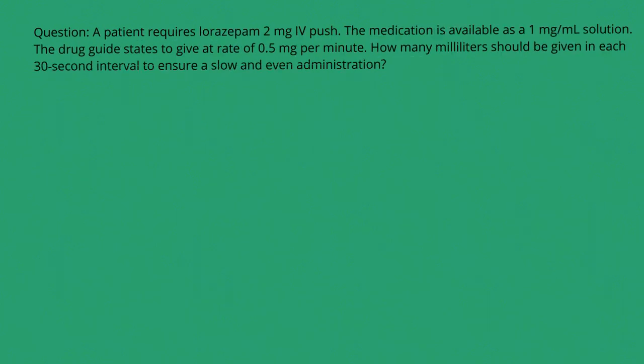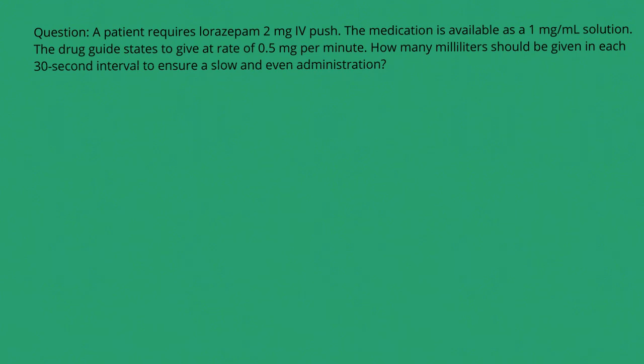In this next question, we will still continue with our 3 steps. So this question, a patient requires lorazepam, 2 milligrams IV push. The medication is available as 1 milligram in 1 milliliter solution. The drug guide states to give at a rate of 0.5 milligrams per minute. How many milliliters should be given in each 30-second interval to ensure a slow and even administration?